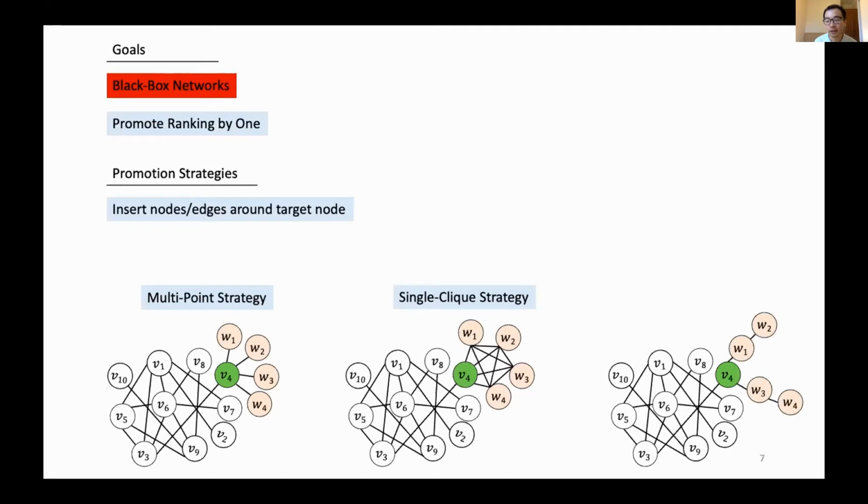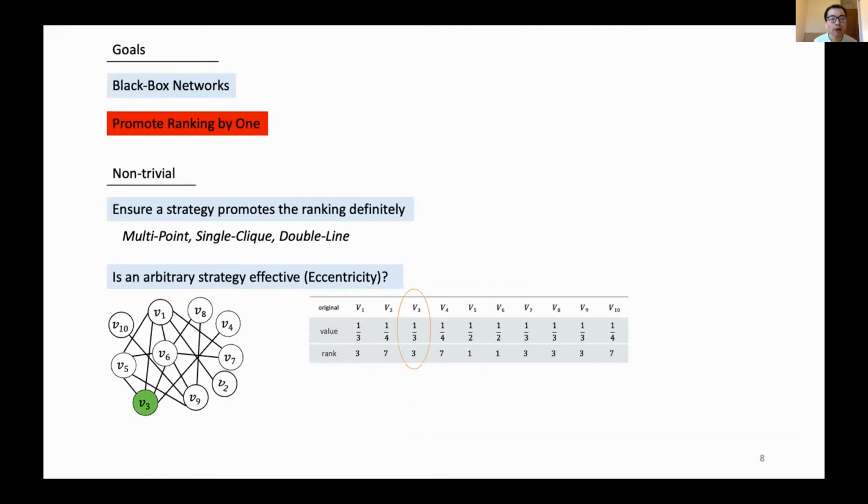Finally, we can insert a double eye, we call it the double eye strategy. In this way, we just insert new edges without reference to the original graph. Then the black box network assumption is achieved. However, the second goal, to ensure the ranking will definitely be improved, is a quite non-trivial problem.